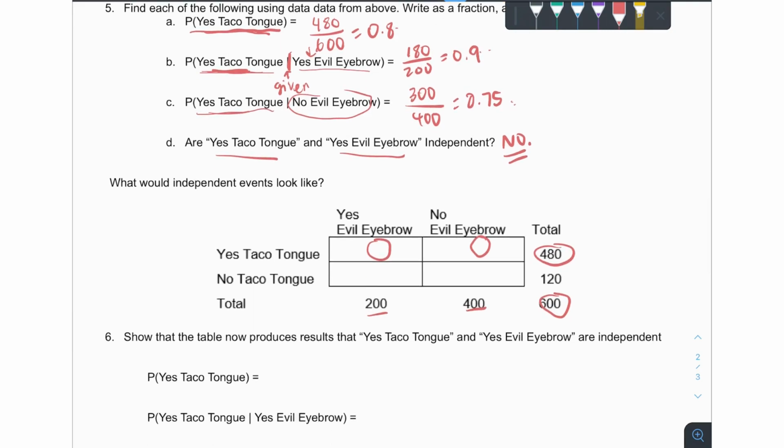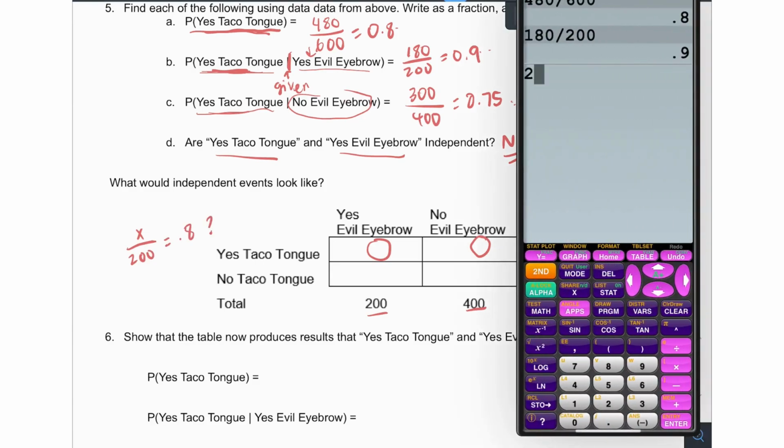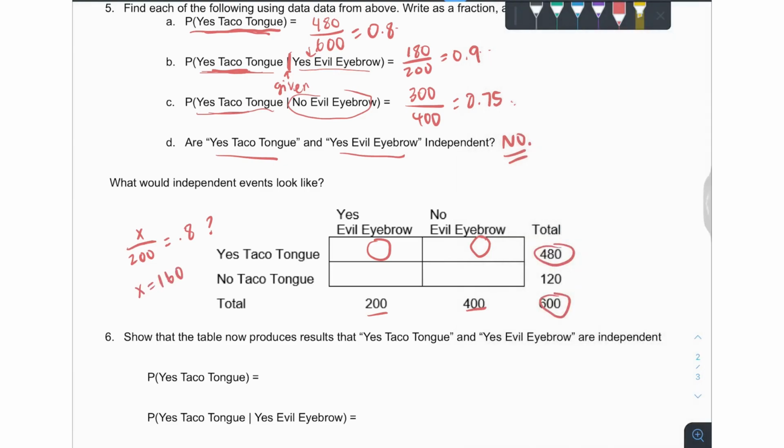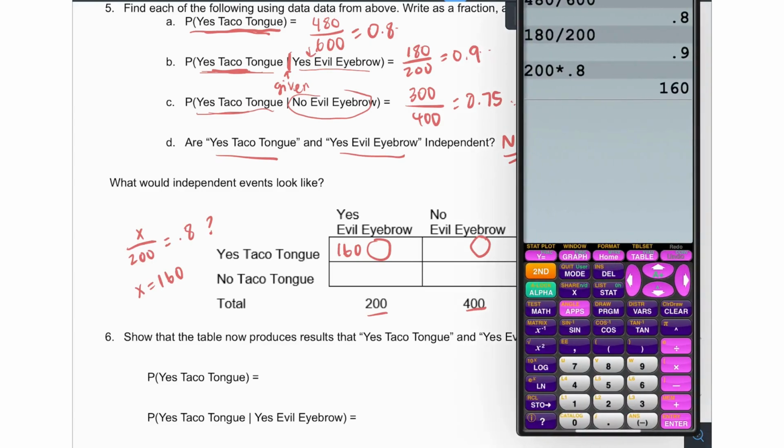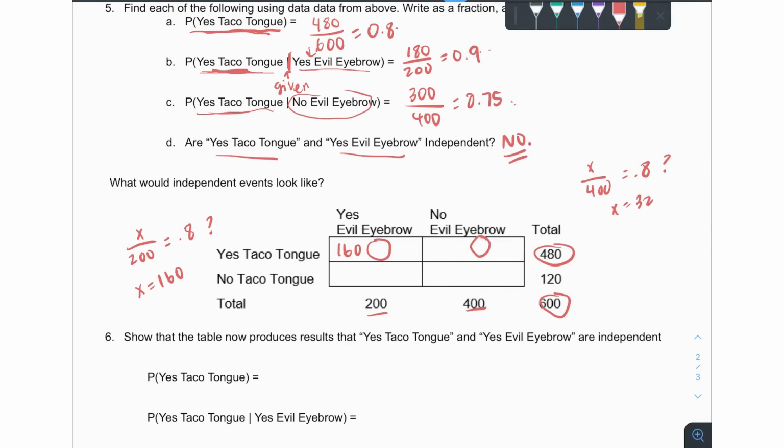So to figure that out, I have to figure out what out of 200 is 0.8. So I'm going to do a little algebra over here. What out of 200 is 0.8? To figure that out, I just have to multiply. So 200 times 0.8 means you would want 160. So if 160 were up here, we'll do the same thing for this one. What out of 400 would give me 0.8? I can just multiply 400 times 0.8, which is 320. So 320 would go up here.